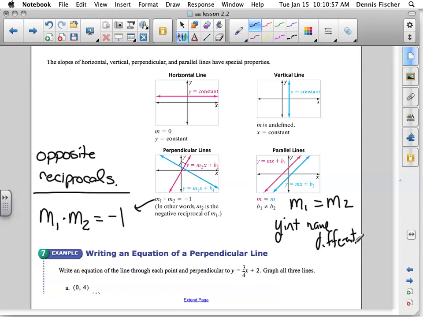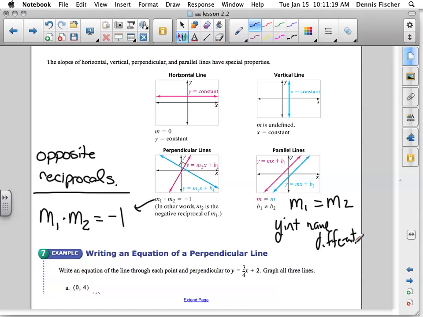If the y-intercepts are the same, it's the same line, they're not parallel. The same line, because parallel lines don't intersect. If they're the same line, do they intersect? Yeah. All the time, right? So that's not parallel lines. So when we look at parallel lines, it has to have same slopes, different y-intercepts.